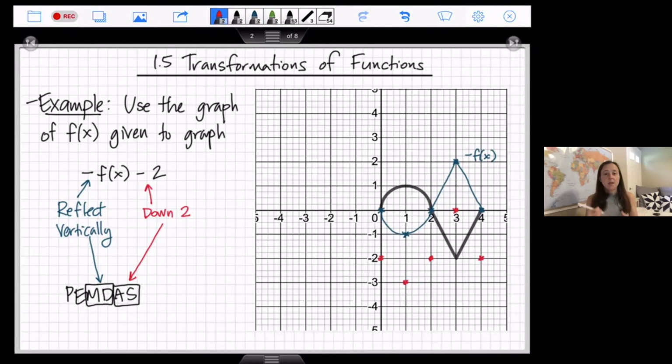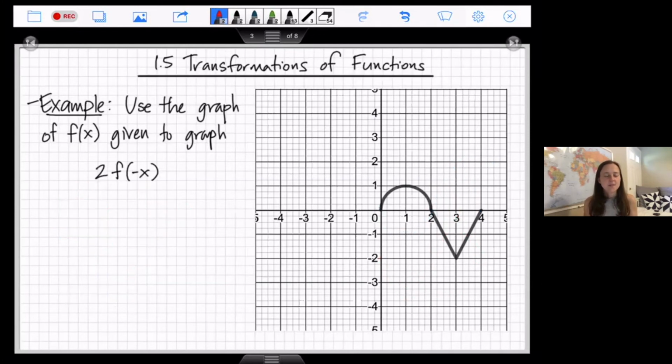Right, so we're just picking up landmarks and then filling in the shape. So fill in our upside down semicircle part. And then the point. All right, and that's our final answer. This is our negative f of x minus 2. Let's try one more with this graph.